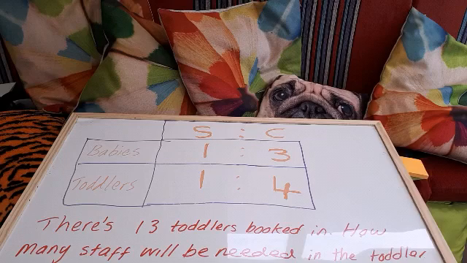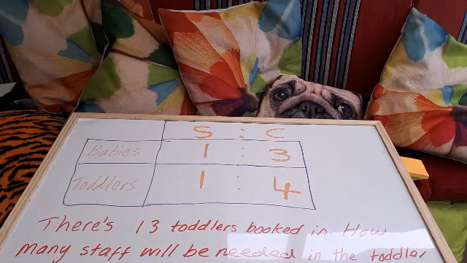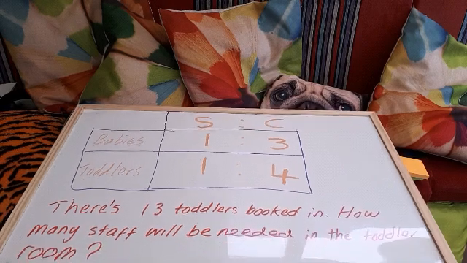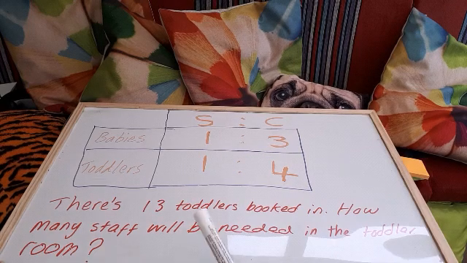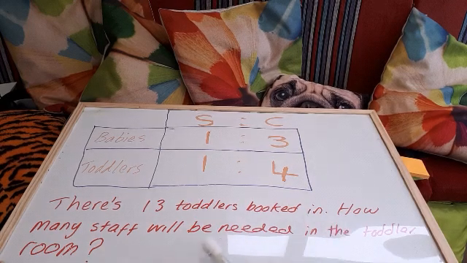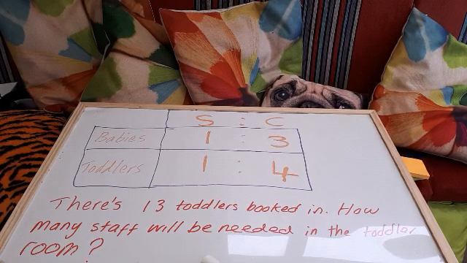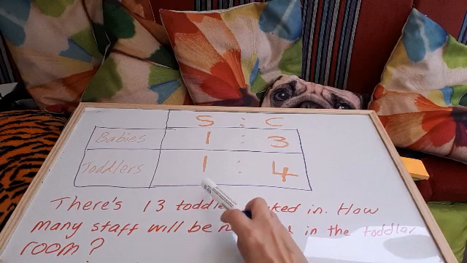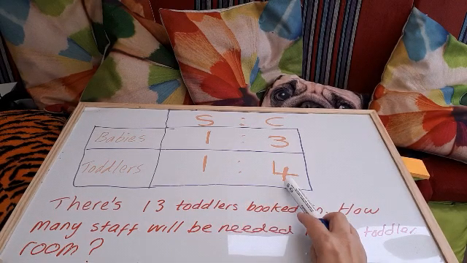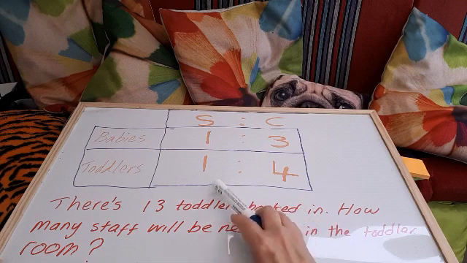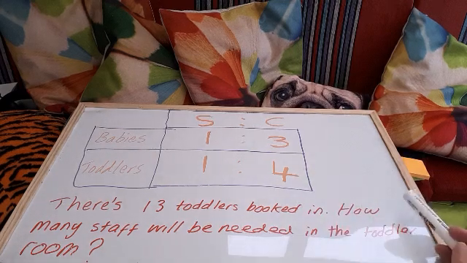Okay, so in this one, we're going to look at the same two-way table, but we're going to look at a different question. There's 13 toddlers booked in. How many staff will be needed in the toddler room? Well, if we look here, we can see for the toddlers, 1 staff to 4 children. Now that's important to keep in mind. 1 staff for every 4 children.